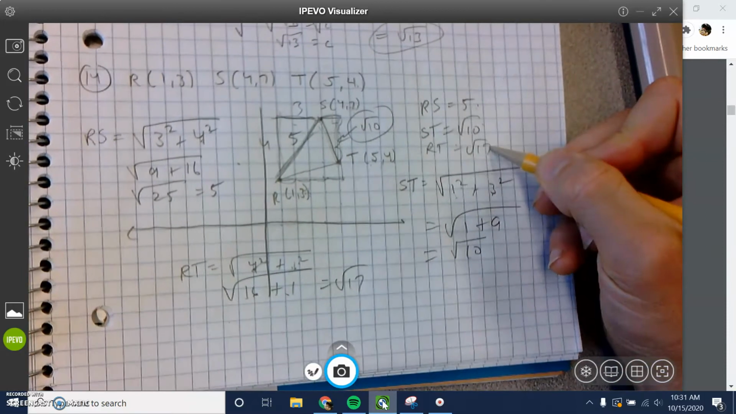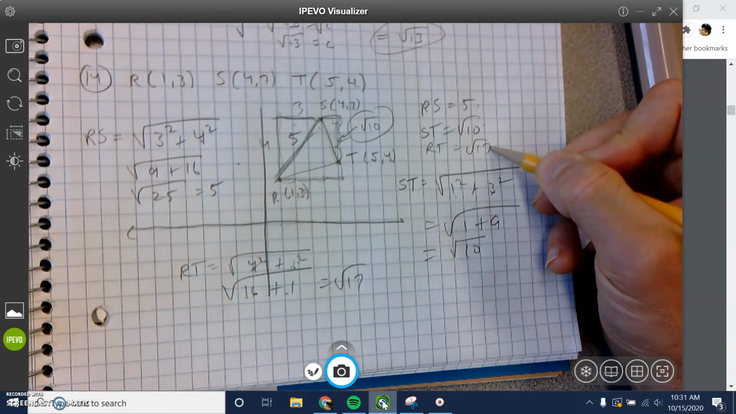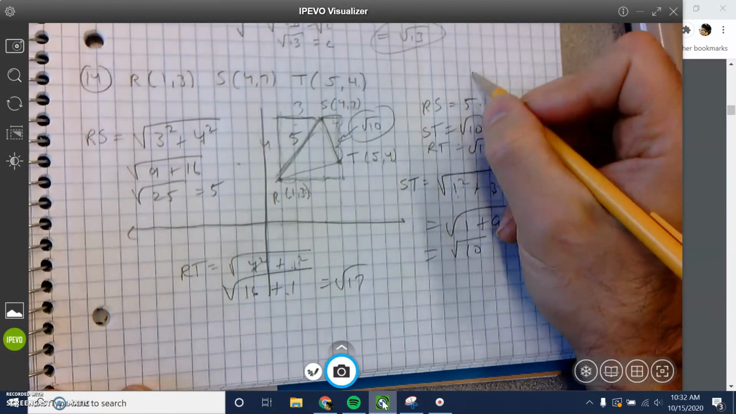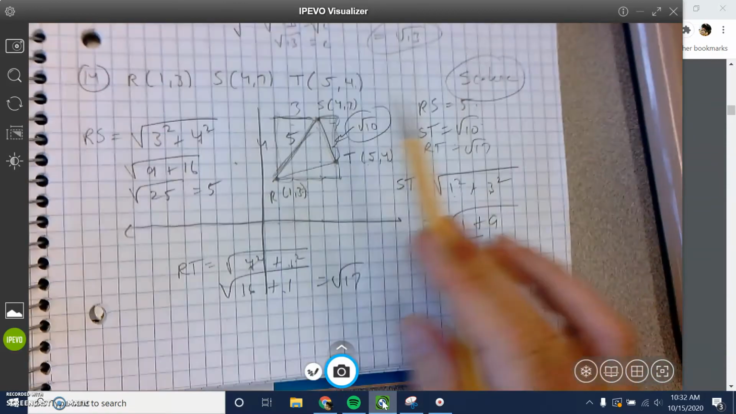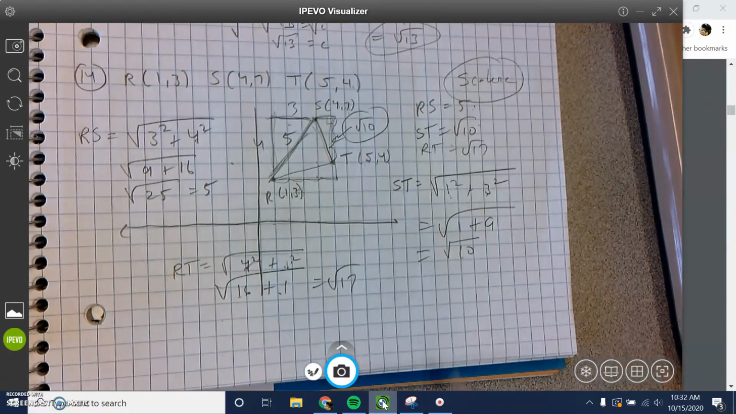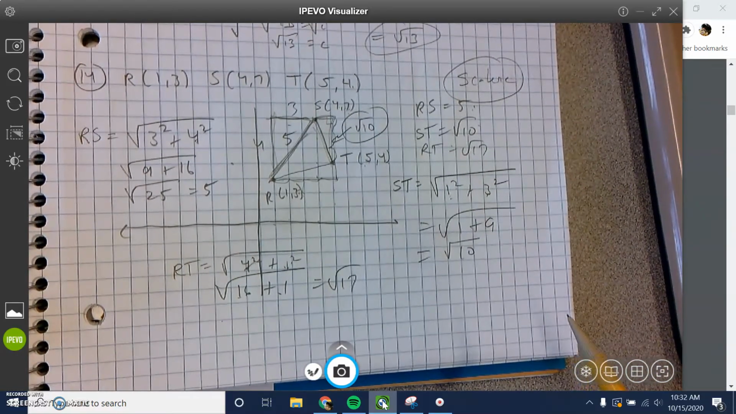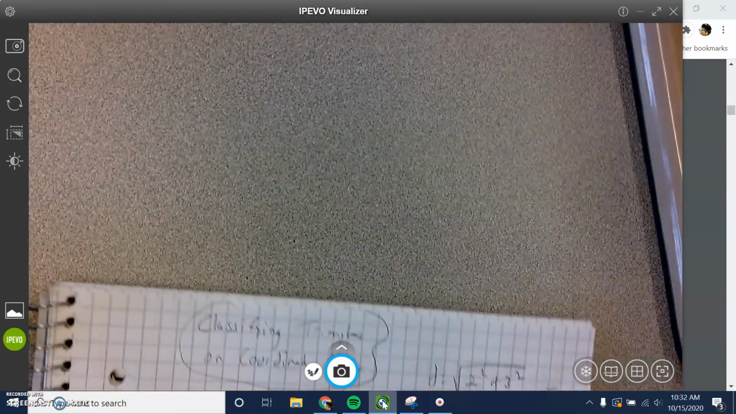It looks like we have 3 different measures of all the sides. So what do we call that? Scalene triangle. So number 14, RST in that case. Triangle RST is a scalene triangle because all 3 sides are not congruent. Cool. All right, now your turn.